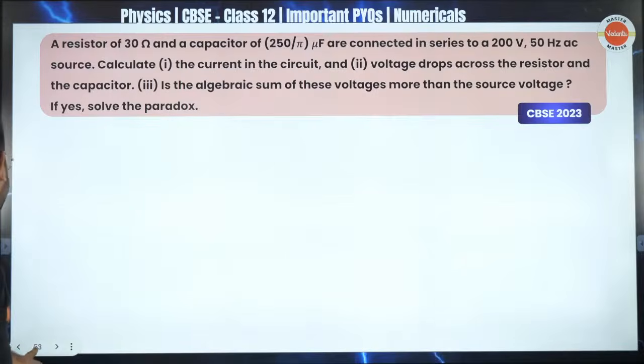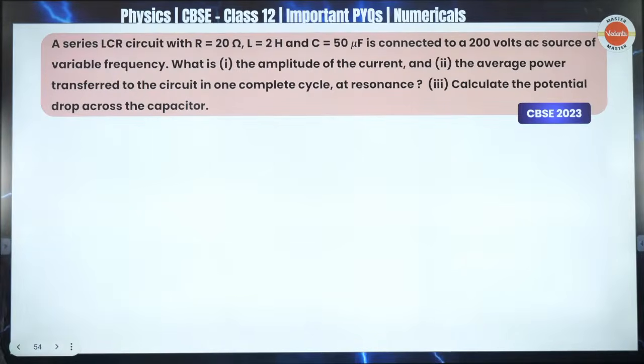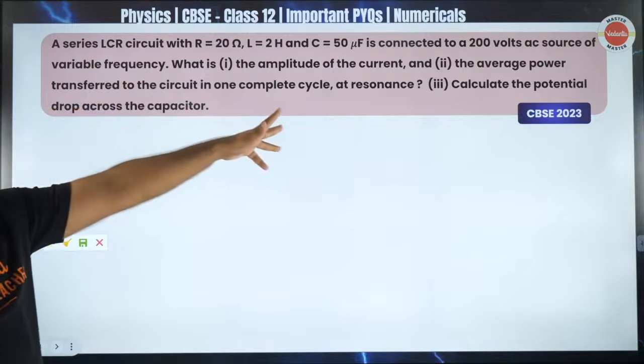That is done. Next, try this: an LCR circuit. You wanted it, didn't you? It is an LCR circuit. What is an LCR circuit? You have all of them. So can you try doing this?